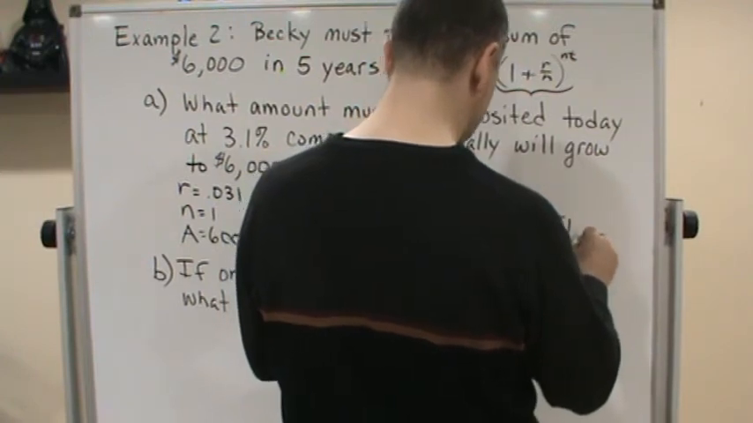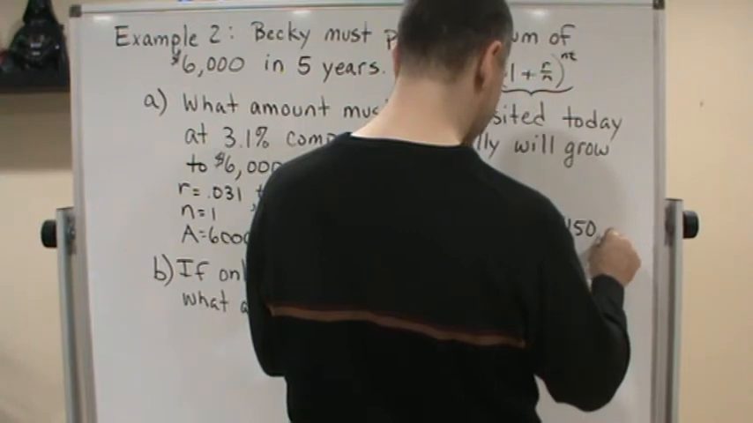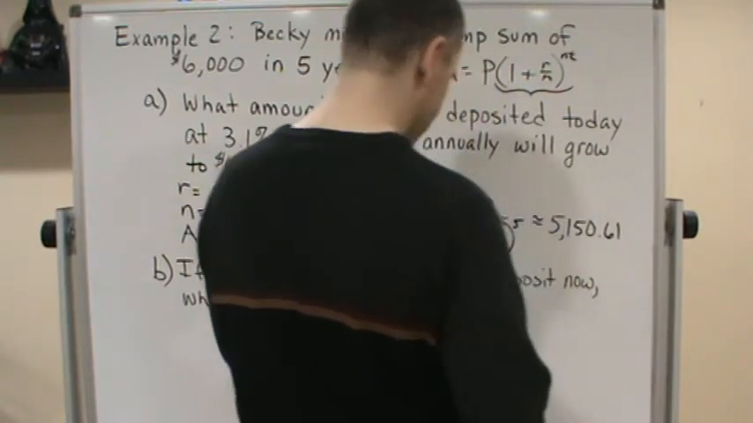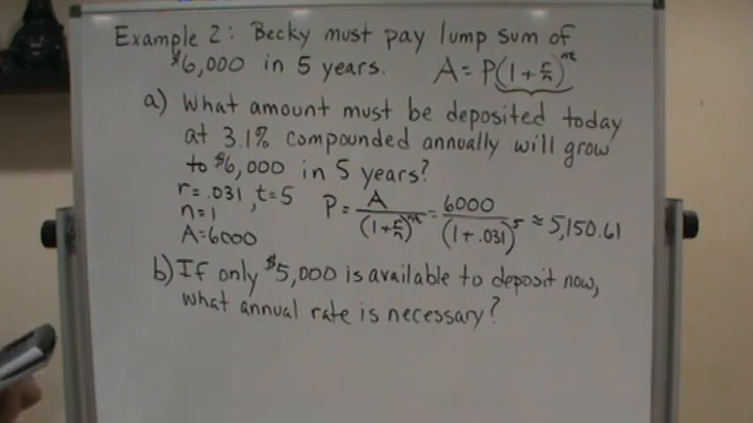So $5,150.61. So again, I rounded up because we have a goal. And in this case, I should have rounded down. If I was using regular rounding rules, I would round down.